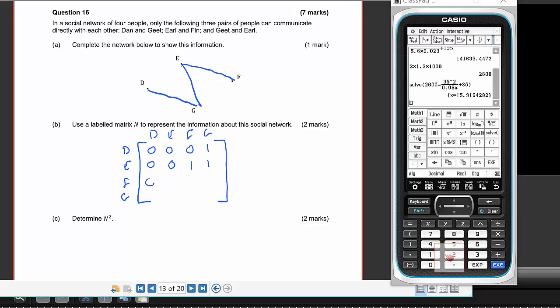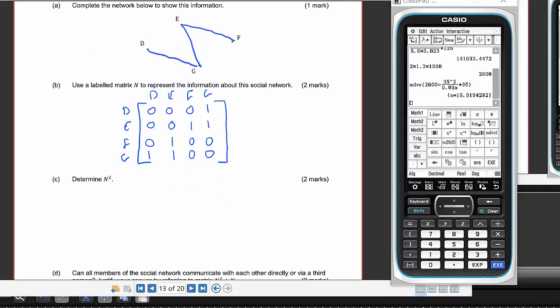F to D is 0, there's no link there. F to E is 1. F to F is 0, F to G is 0. And then finally for G, G to D is 1, G to E is 1, G to F is 0, and G to G is 0.